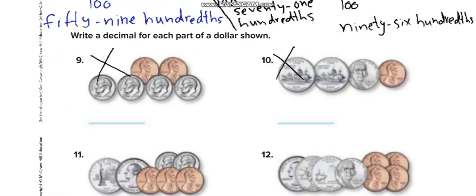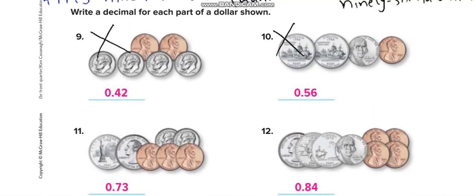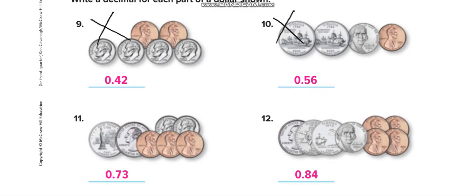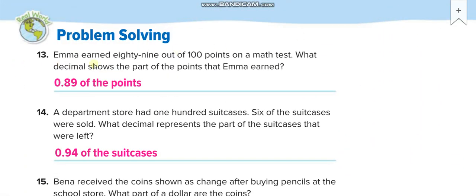Okay, here I will show you these questions. This is related to some American currencies. Okay, Emma earned 89 out of 100 points. So the fraction will be 89 over 100, and the decimal 0.89, and the word form 89 hundredths.